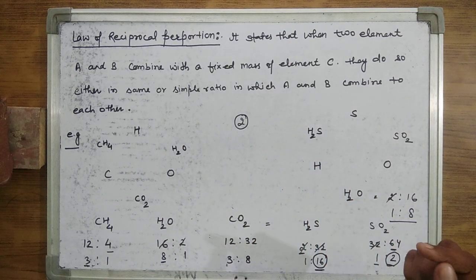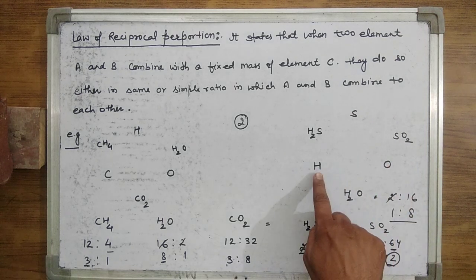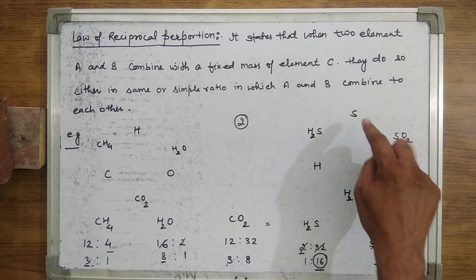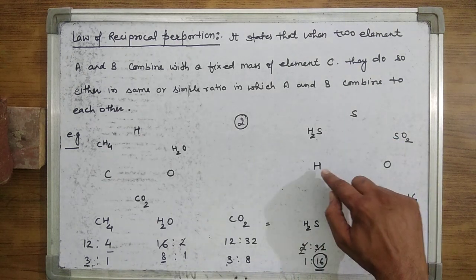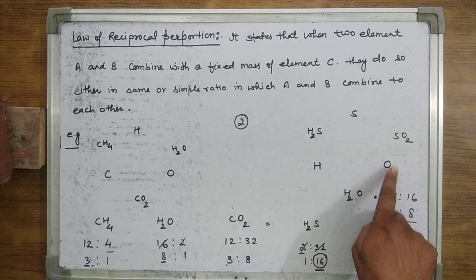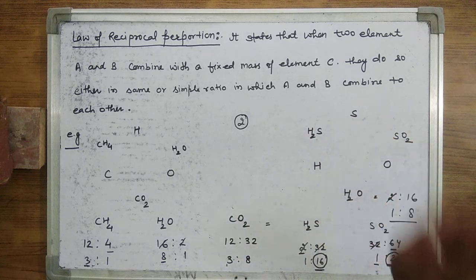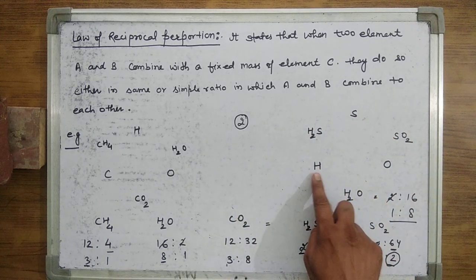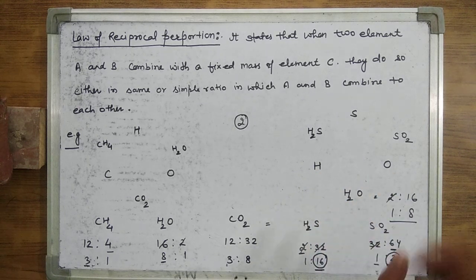Let's see another example to better understand this law. We have two elements A and B, say hydrogen and oxygen, and a third element C, say sulfur. Hydrogen combined with sulfur, H2S is formed. Oxygen combined with sulfur, sulfur dioxide is formed. And when they combine to each other, water is formed.